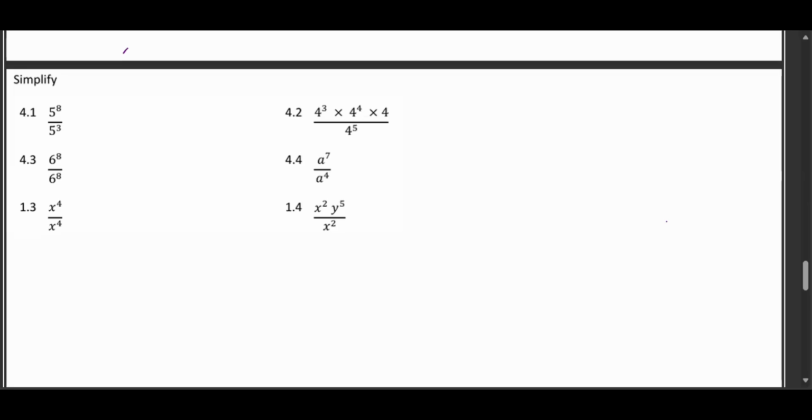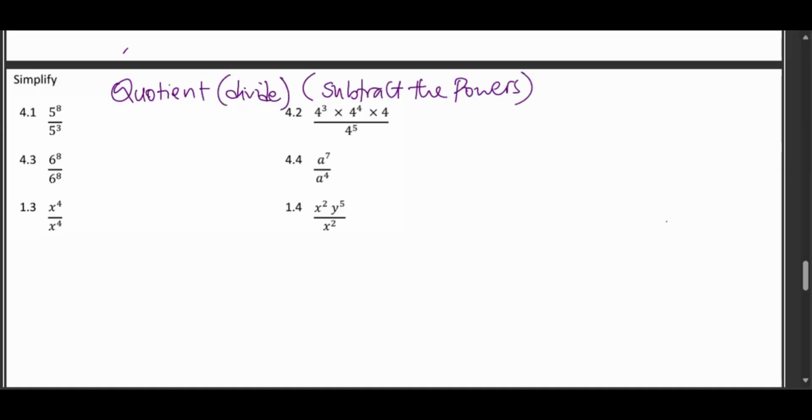We look at the quotient rule. This one looks at division. What happens when you divide numbers with the same base but different powers? We subtract the powers. We subtract the exponents. The quotient rule says if you divide numbers with the same base, we subtract the powers.